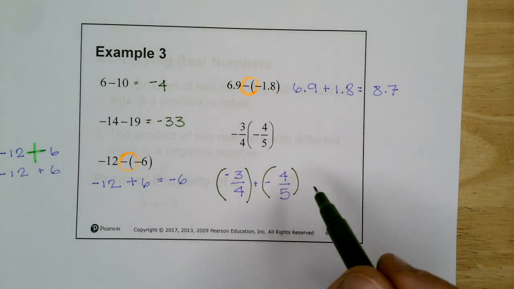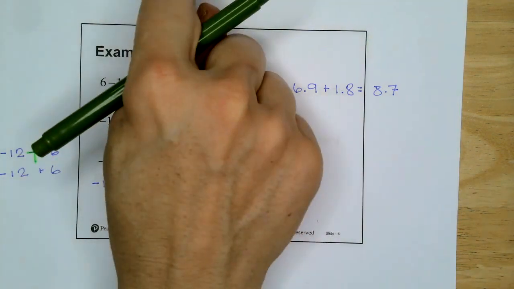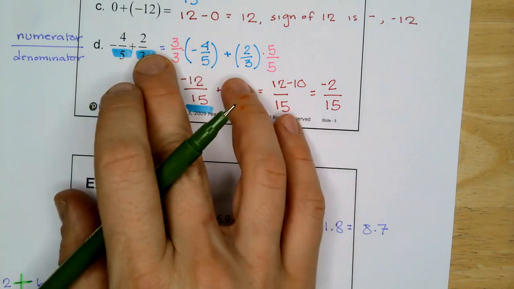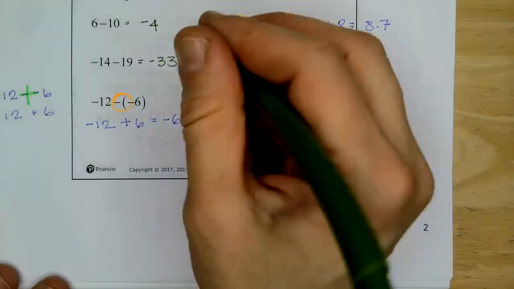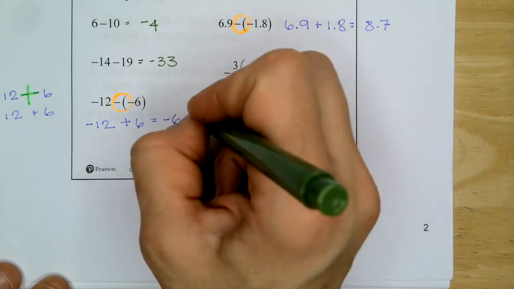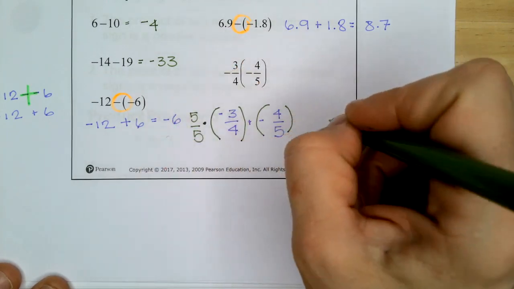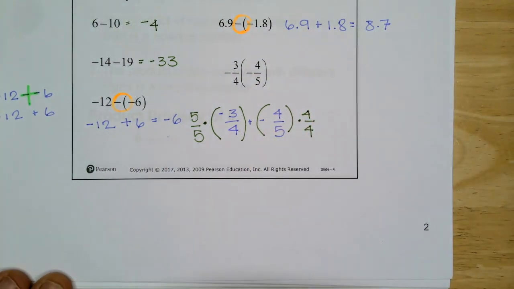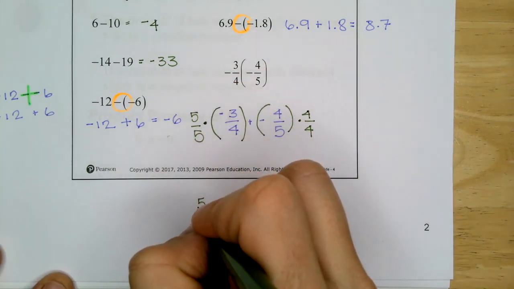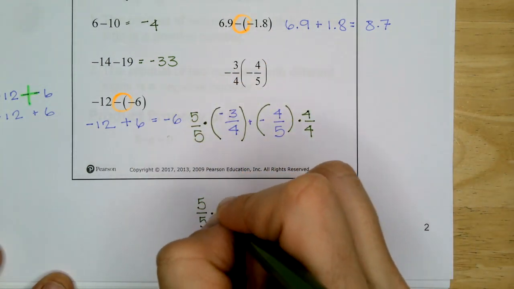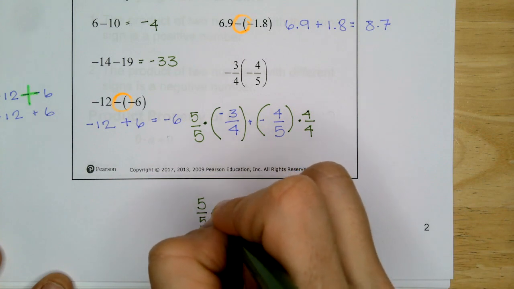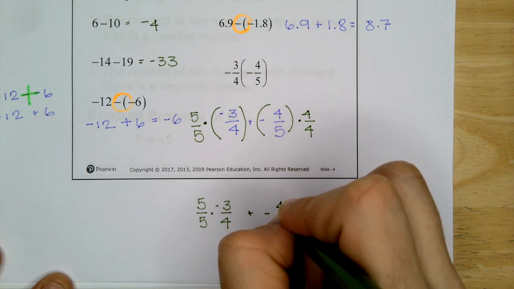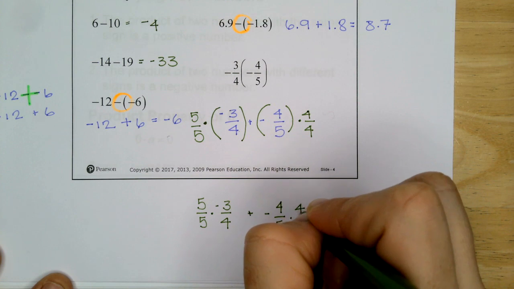5 goes into 20. So we're going to stick with the same thing we did here, which is just take this side, multiply it by the denominator of this side, take this side, multiply it by the denominator of the other side. So we're going to be multiplying negative 3/4 by 5/5, and we're going to be multiplying negative 4/5 by 4/4. Good.